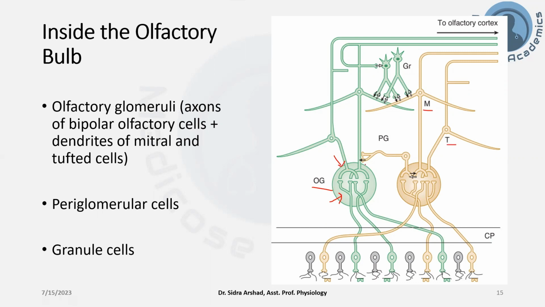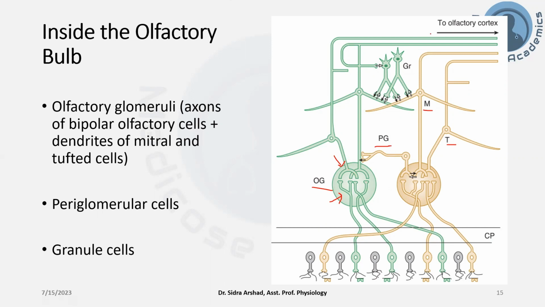So these are the olfactory glomeruli. In between the olfactory glomeruli are present periglomerular cells, which are inhibitory cells, and in this way they are going to increase the sharpness of the olfactory sensation which is going to be perceived.